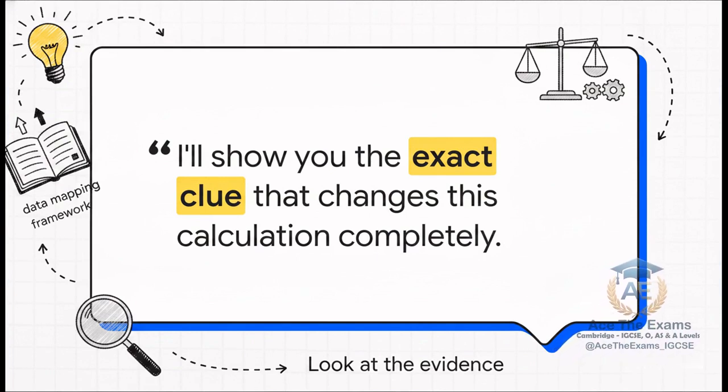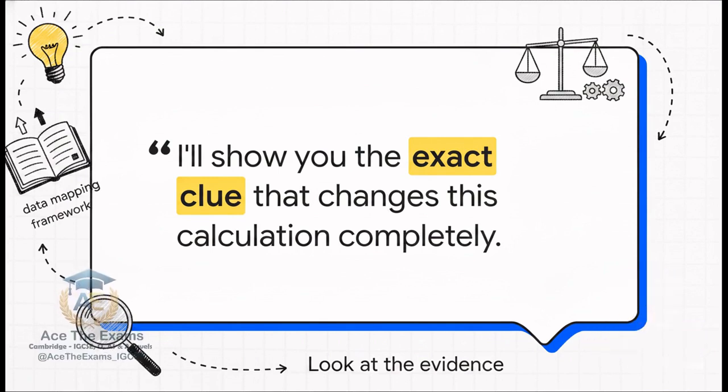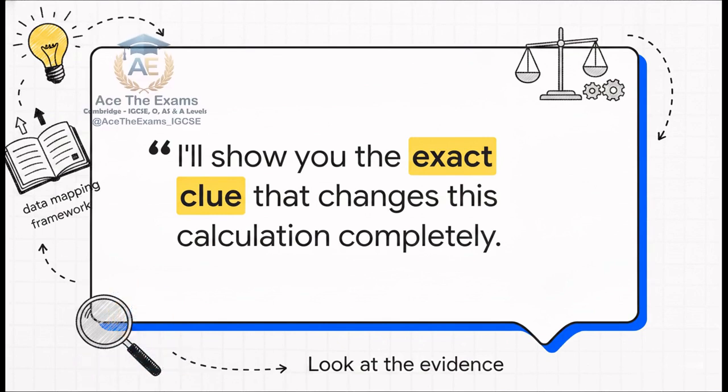Now, in just a moment, I am going to show you the exact examiner clue that changes this entire energy calculation completely. It's a total game changer. But first, you need the framework that actually makes that hidden clue obvious. It's not enough to just passively know the steps. We have to actively map out the data using our new system. Because if you skip the mapping, you're going to fall right back into the trap. So let's slow things down, look at the evidence, and build our answer exactly the way a top band student does.